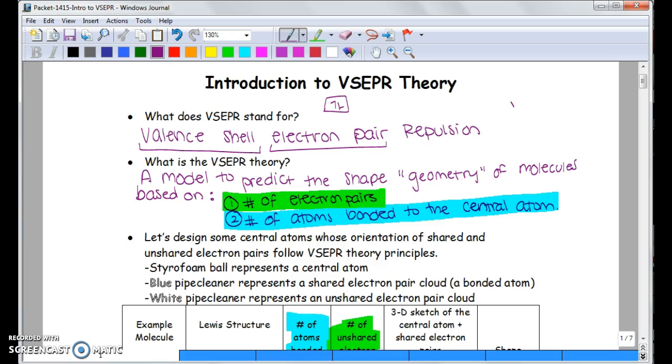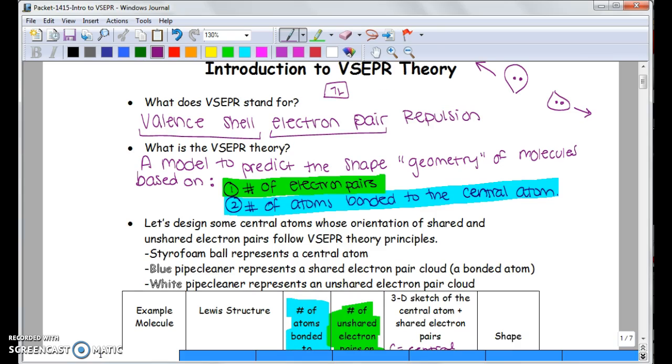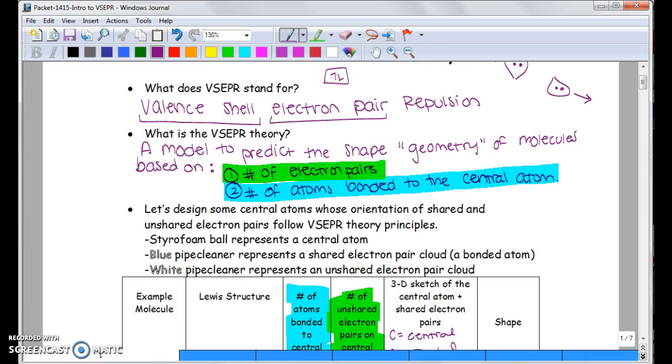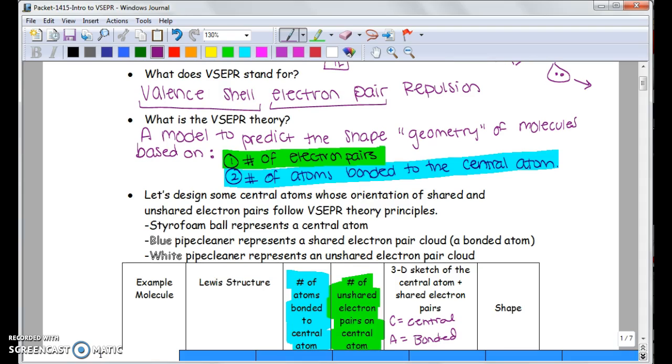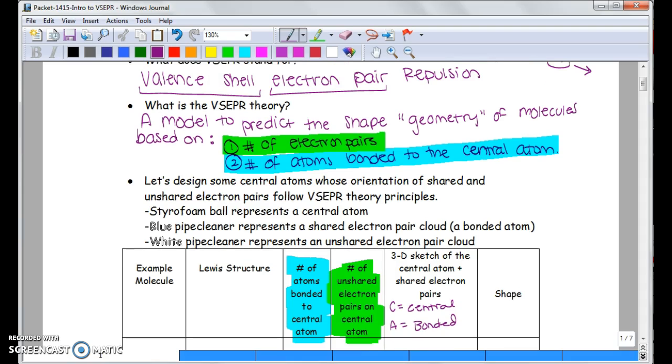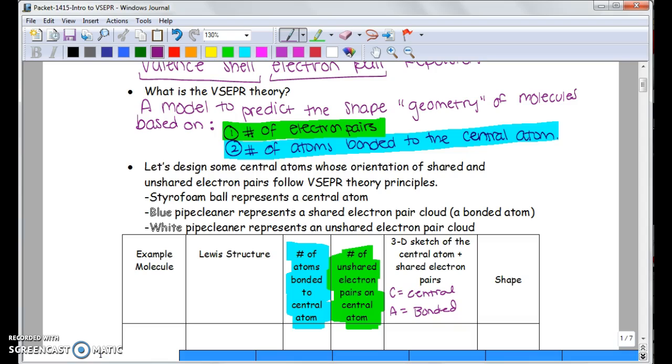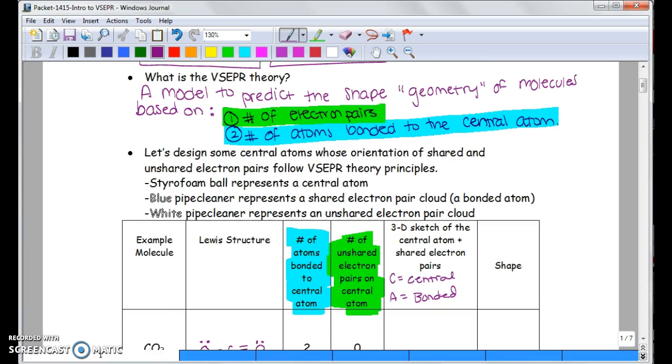And repulsion talks about how when you have a pair of electrons, they are going to repel other electrons within the same compound. So repulsion is when you have two of the same charge and they are pushing away from each other. So what is VSEPR theory? It's actually a model that predicts the shape or geometry of molecules based on two things: the number of electron pairs on the central atom and the number of bonded atoms to the central atom.